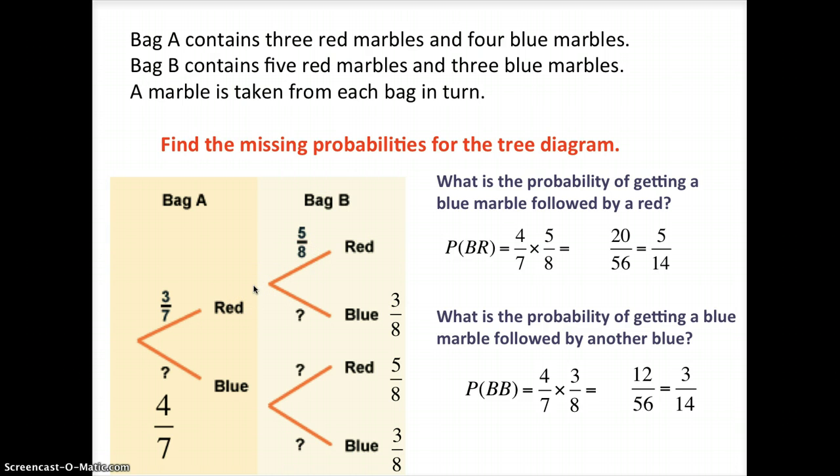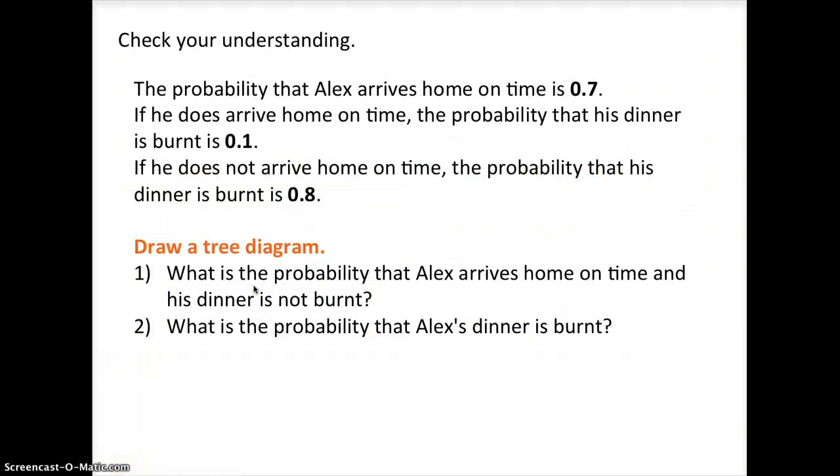Before I see you in class tomorrow, I'd like you to answer these questions to check your understanding. The probability that Alex arrives home on time is 70%, or 0.7. If he does arrive home on time, the probability that his dinner is burnt is 0.1, or 10%. If he does not arrive home on time, the probability that his dinner is burnt is 80%, or 0.8. I'd like to see a tree diagram and answer these 2 questions given to you.